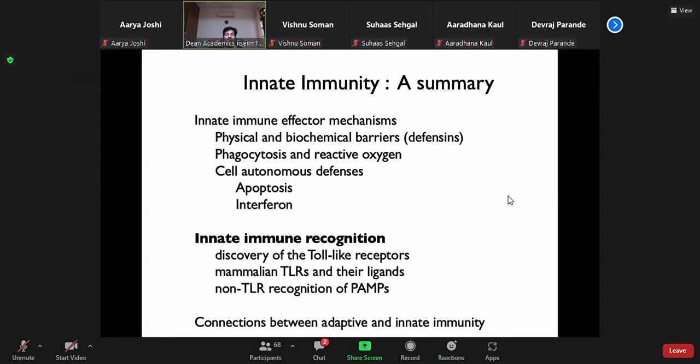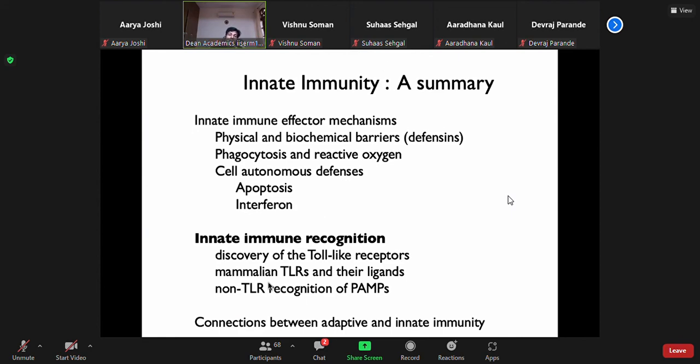Okay, so summarize the innate immune responses. We talked about innate immune effector mechanisms of your myeloid cells, your phagocytic cells, the activity of type 1 interferons, the activity of these defenses or antimicrobial peptides, right? And these mechanisms are also occurring in cell autonomous mechanisms, such as the activity of interferons, and the cells which have internalized these microbes, they can also undergo apoptosis, right?